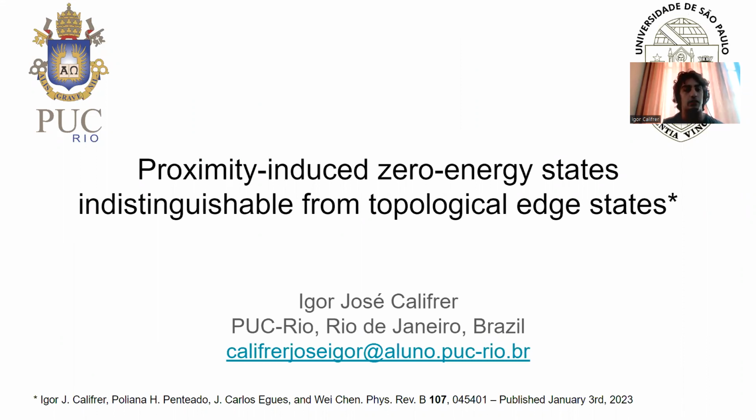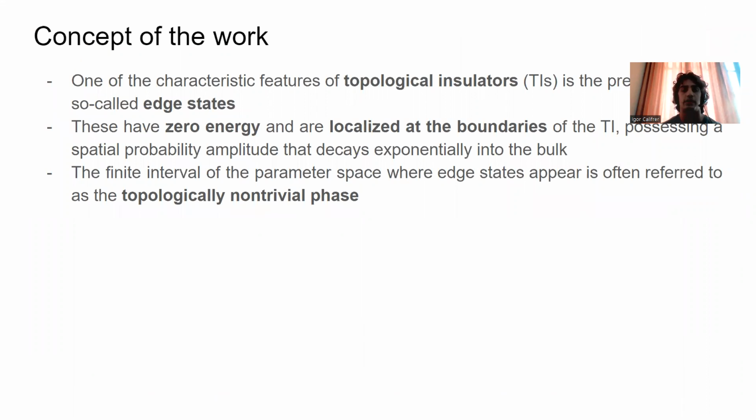As many of you know, one of the interesting features in topological insulators is the presence of these edge states. These are states that have zero energy and are highly localized at the boundaries of the topological insulator, decaying exponentially into the bulk. We call the finite region in the phase diagram where these states are present the topologically non-trivial phase.